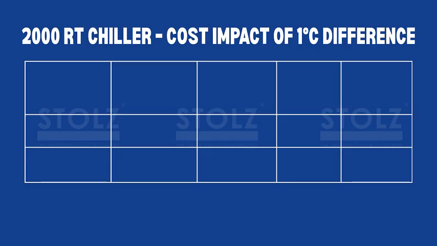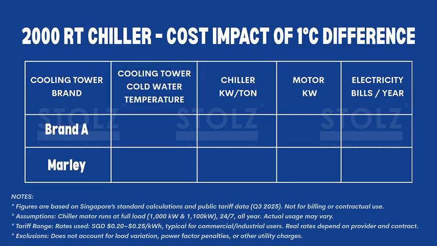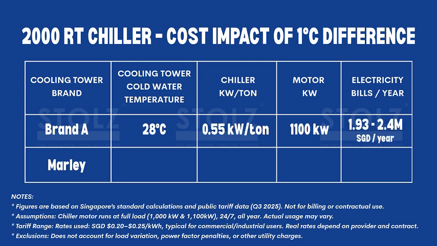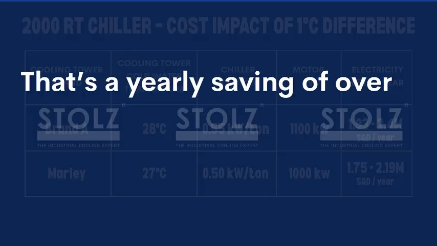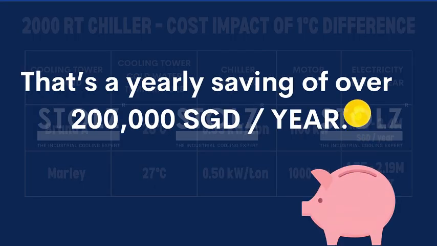Let's compute. We're comparing two cooling towers running a 2000 RT chiller. Brand A gives 28 degrees Celsius cold water temperature and uses 1,100 kilowatts, costing up to 1.93 to 2.4 million SGD per year, while Marley delivers 27 degrees Celsius cold water temperature and runs at 1,000 kilowatts, costing as low as 1.75 to 2.19 million SGD. That's a yearly saving of over $200,000.